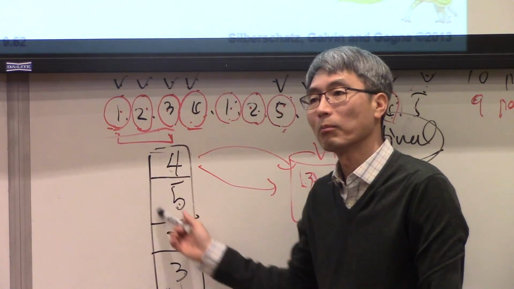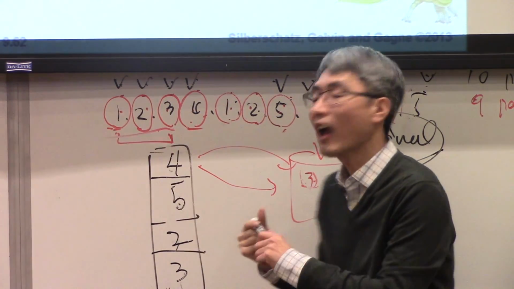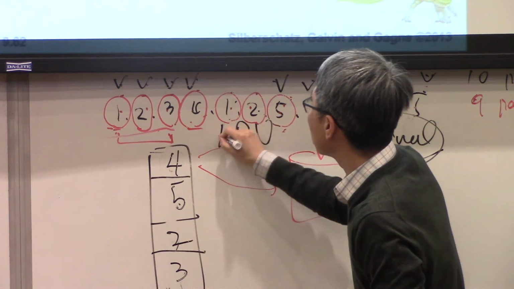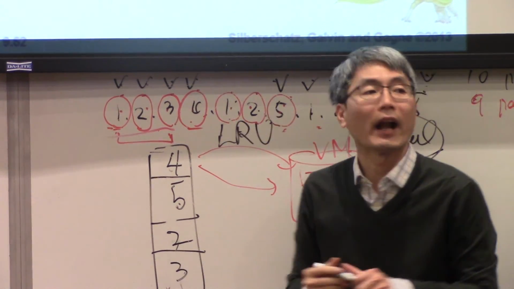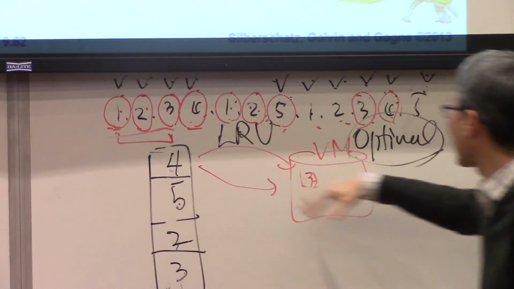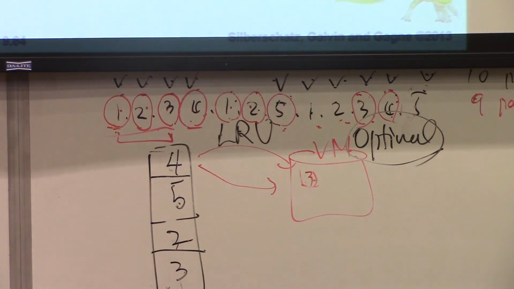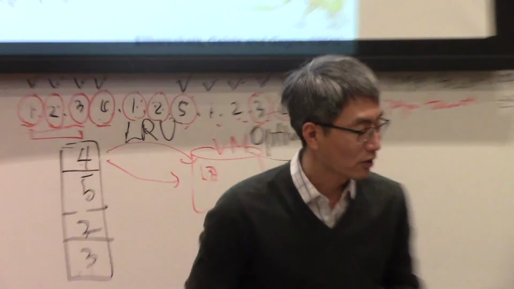But practically, the most used one is to see the past. It's the LRU algorithm, the least recently used algorithm. So we will see this LRU algorithm and the optimal algorithm in the next class, the last class of the semester. Okay, any question? Okay, thank you, and see you next week.